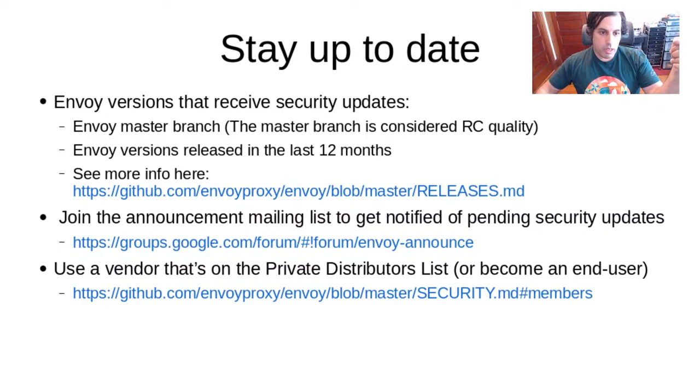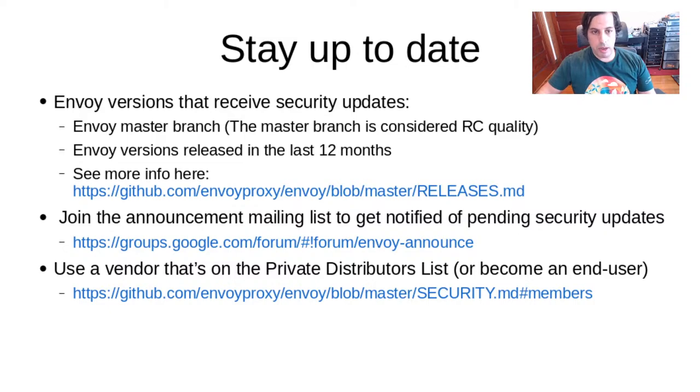The reason releases are important is because they have implications on security and deprecation policy. The Envoy master branch is considered release candidate quality. So when we talk about, let's say there's a CVE that's found in Envoy, how will you consume it, right? The master branch will be patched with a CVE fix, and every Envoy version released in the last 12 months will be patched with a CVE, right? So it's important to not fall too far behind on Envoy releases, right?